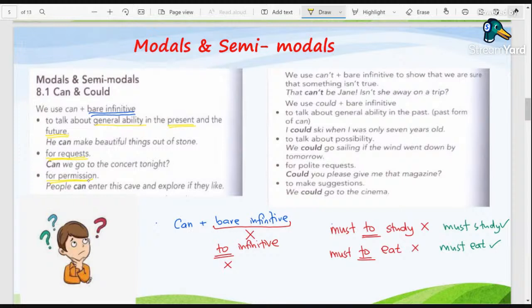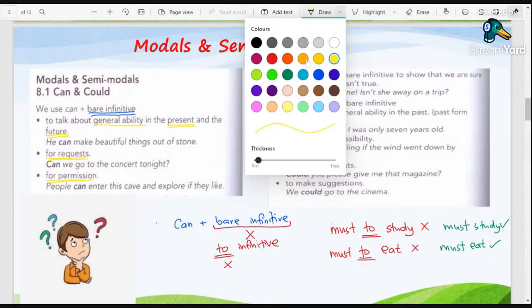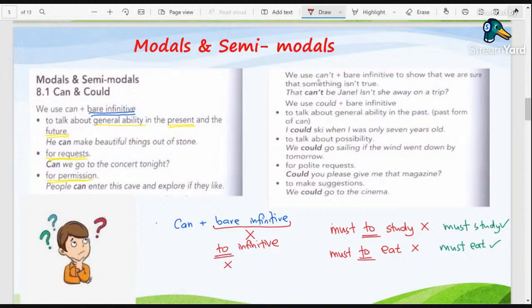People can enter this cave and explore if they like it, okay, giving permission. So in order to make it negative, just add "nije lah". We can, C-A-N apostrophe T, that it becomes negative. You should know that one very well.